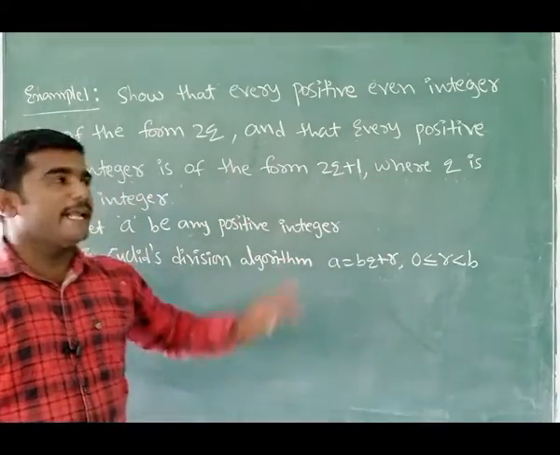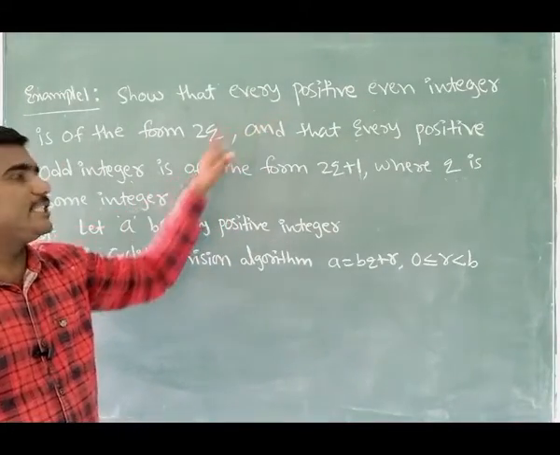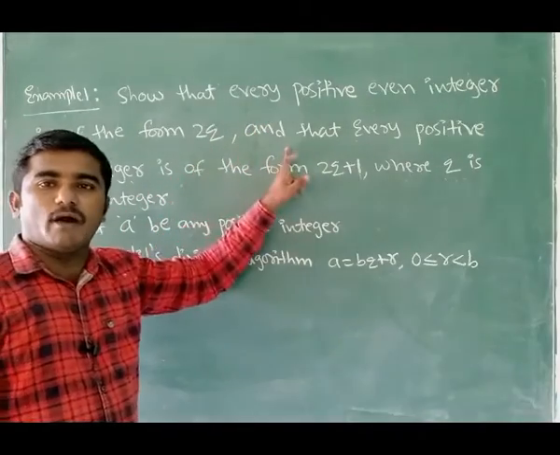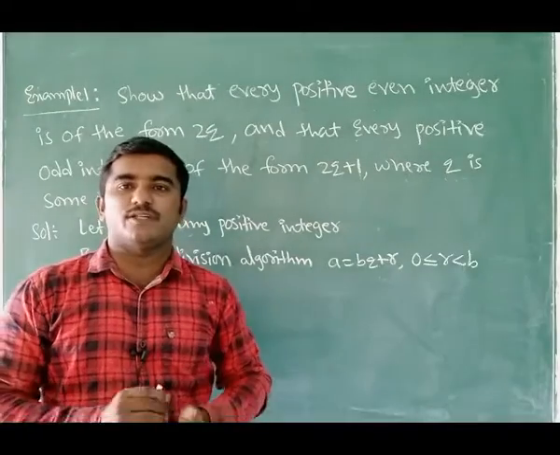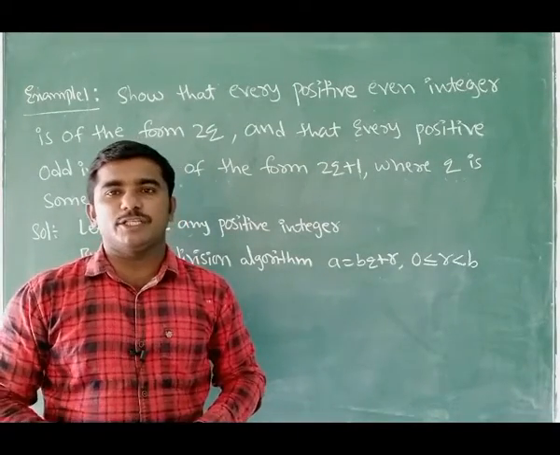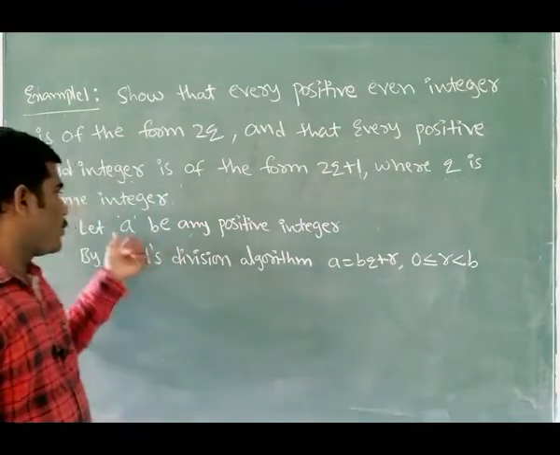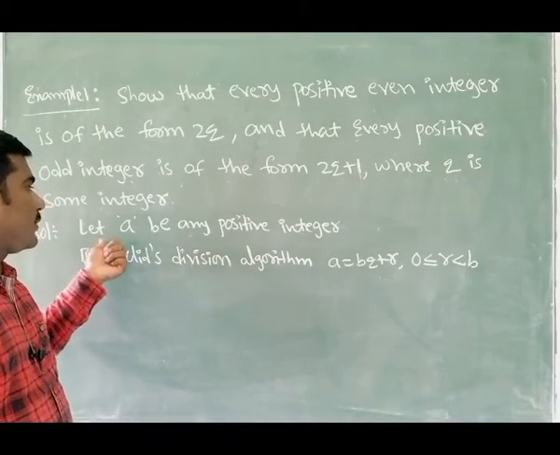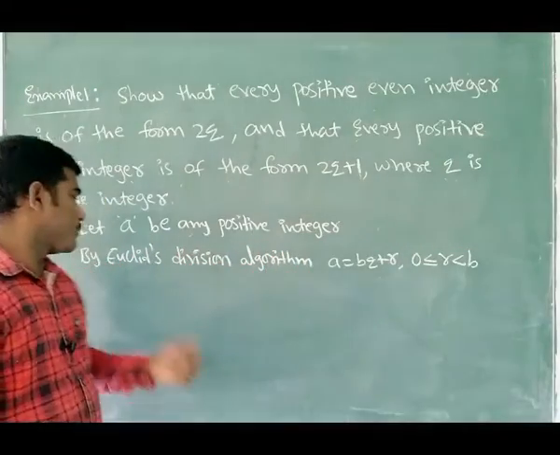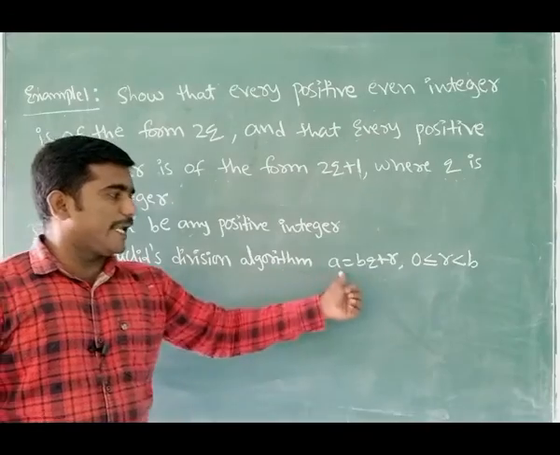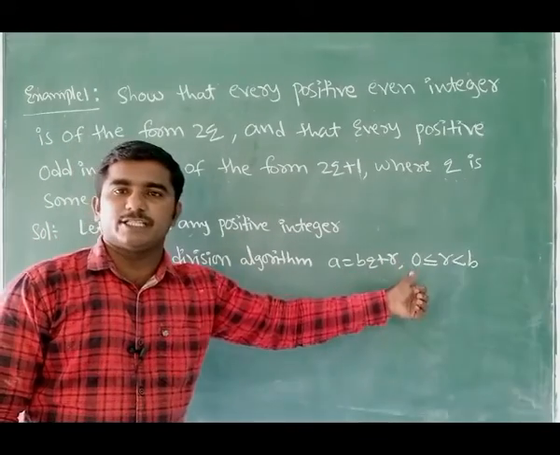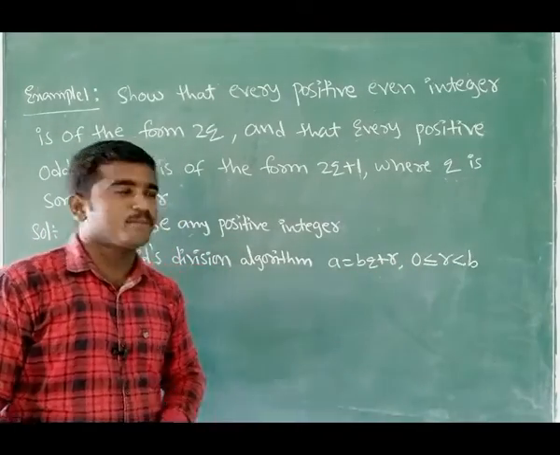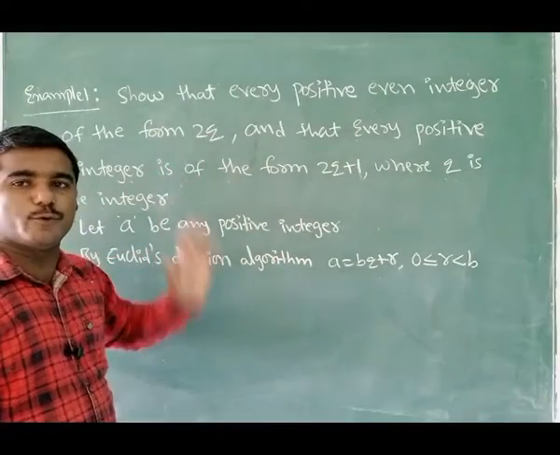What is the question? Every positive even integer is in the form of 2q and odd integer is in the form of 2q plus 1, we have to prove. For that I am using the Euclid division algorithm. So what is the Euclid division algorithm? Let a be any positive integer. By Euclid division algorithm a is equal to bq plus r, where 0 less than or equal to r less than b. Here we have to prove in the form of 2q plus 1.